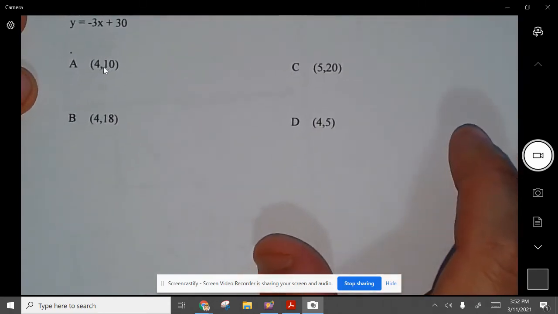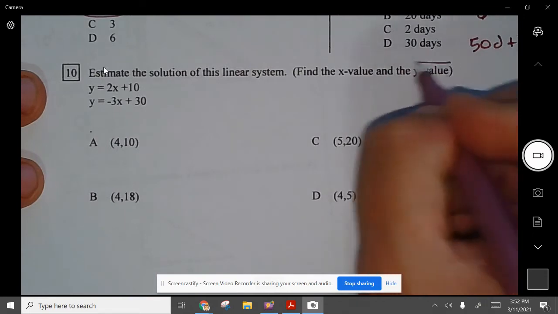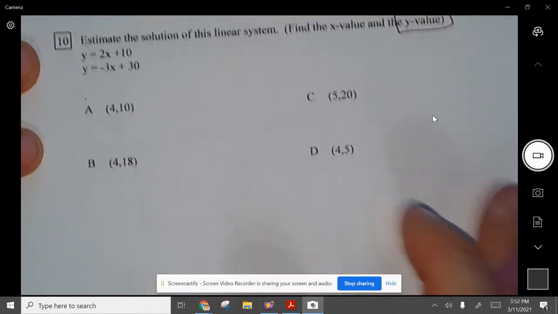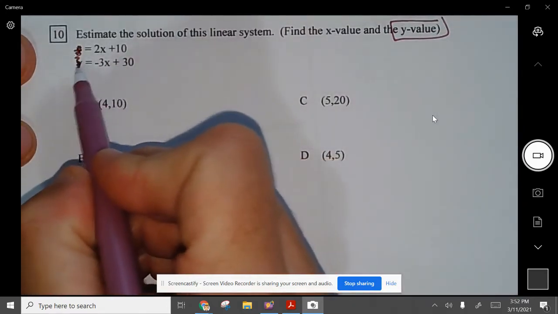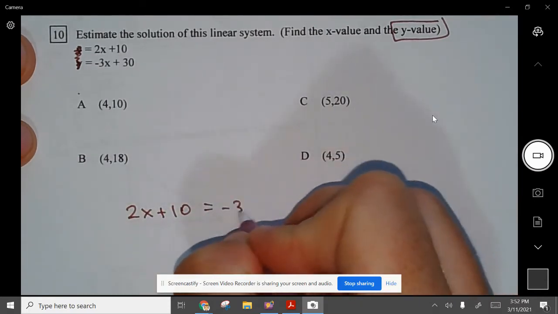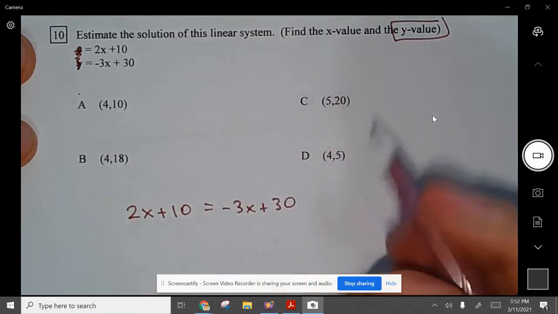All right, this last one. This one's kind of challenging because you also have to find the y value. Pay attention. I will go through this whole one with you. This is just like the last one where we're going to put these equations equal to each other. We're going to cross out the y's and put them equal to each other. 2x plus 10 equals negative 3x plus 30.